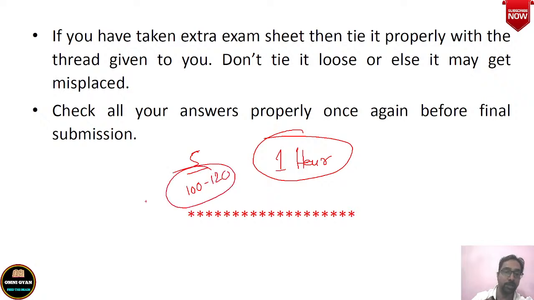Let me tell you one thing. The solved sample paper for alternative English for class 10, the sample alternative English question paper which is provided by MBOSE, I have solved and uploaded on my website. I have solved and uploaded it. You can go and check it out.